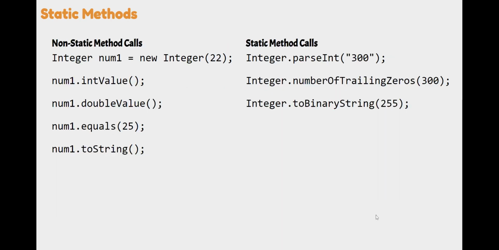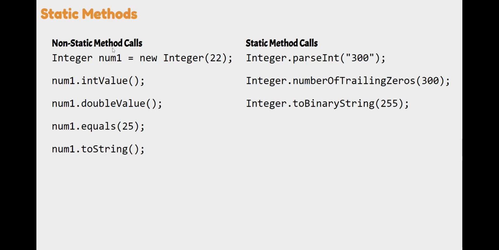What we should see from that is that non-static method calls need an object to call the method. This is because the value of the object is important. On the left-hand side, we see non-static method calls where we are declaring and instantiating an object named num1, and we are assigning it the memory address that's returned by the constructor when we pass in the actual parameter of 22. So that num1 object has an int variable that is holding the value of 22.